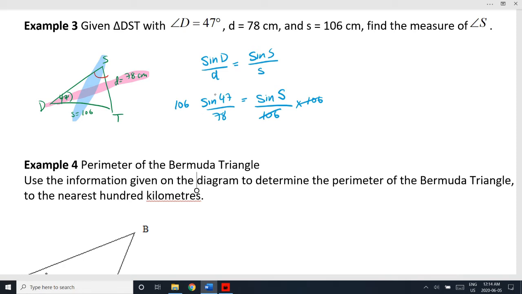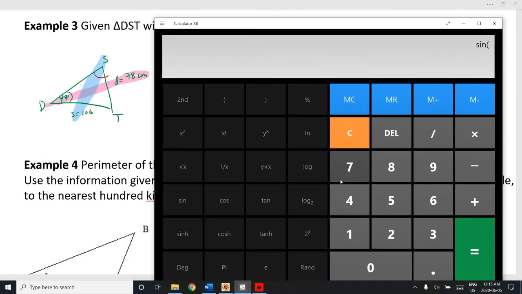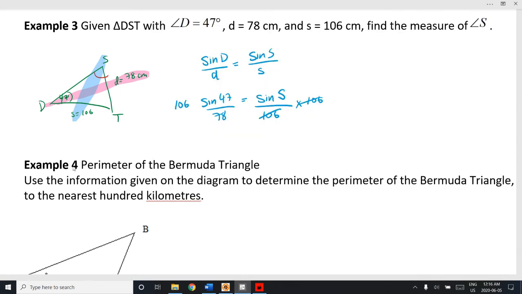We're going to plug this in. So we need to figure out what sine 47 is. So let's get our calculator, and we'll do that. So let's figure out what sine 47 is. Here's my calculator. So sine 47 is equal to 0.73. So it's going to be 106 times 0.73, all divided by 78, is equal to sine S. Okay, and let's just run through this whole calculation here.